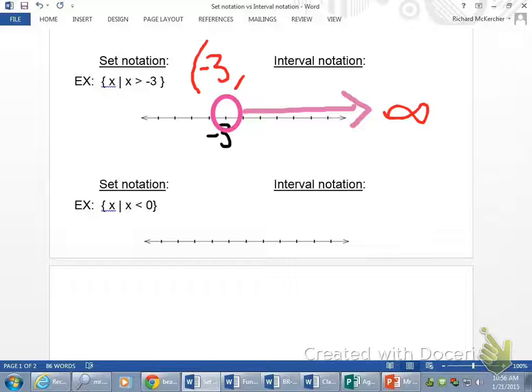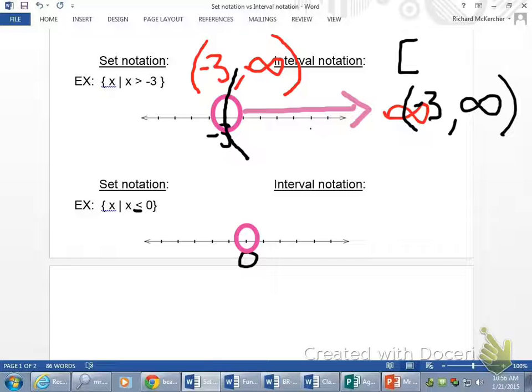But what's the right bound? The right bound is the infinity. So I put the infinity over here. And you ask yourself, hey, do I put a parentheses or a bracket? And the answer to that is you always put a parentheses around infinity. And the reason for that is because, can you ever get to infinity? No, of course not. So if you were to try to put a bracket around it, that's saying you get to the end. And of course you can't really get to the end.